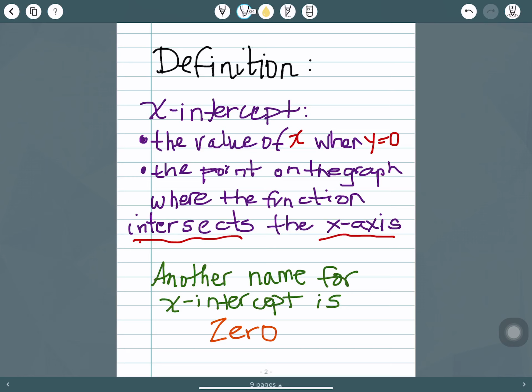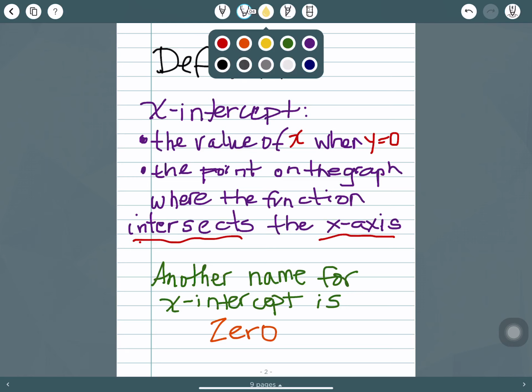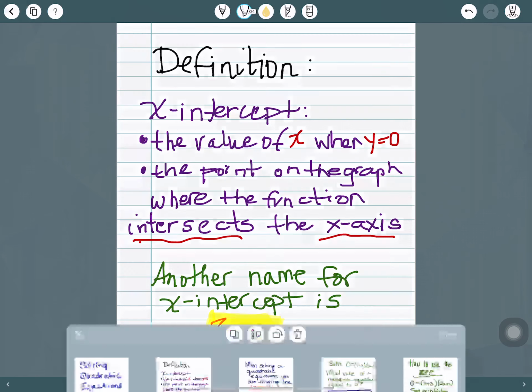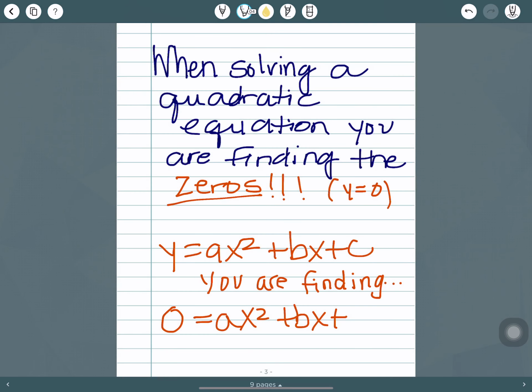We have another name for this that we use a lot. It seems like we use this more for quadratic equations, more than x-intercept, but a zero. So zeros and x-intercepts are the same thing. All right, so when solving a quadratic equation, you are essentially finding the zeros or the x-intercepts.